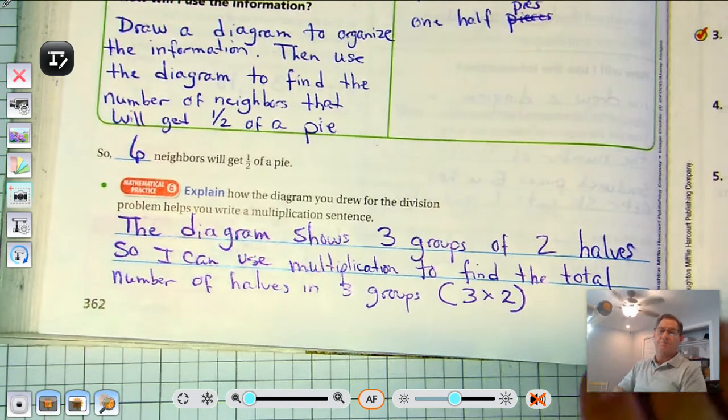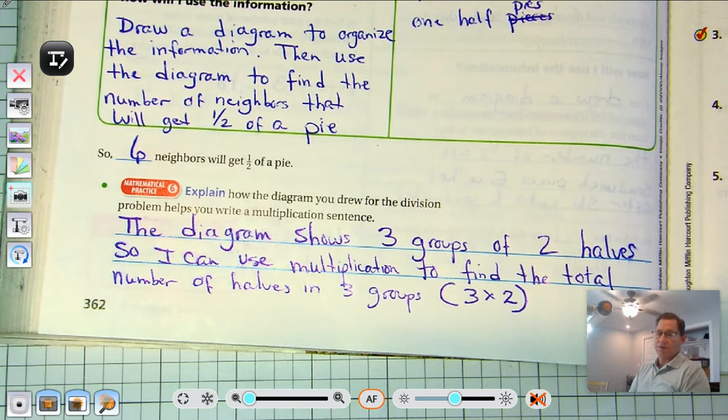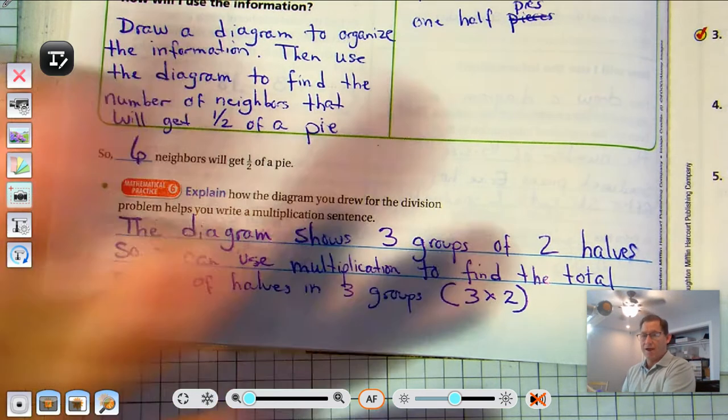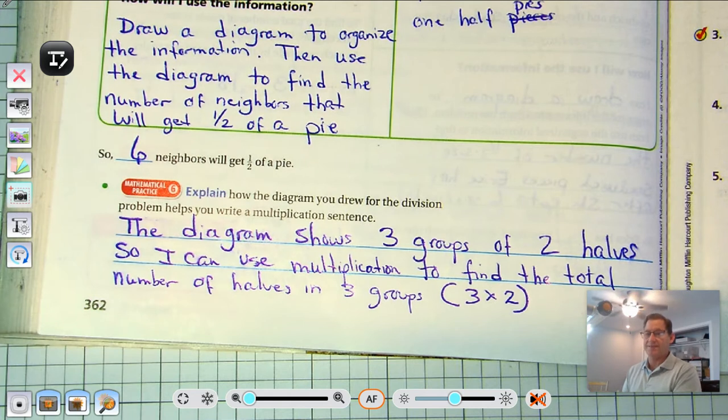So basically, the diagram shows us 3 groups of 2 halves. So we can use multiplication. There's 3 groups, 2 halves in every piece. So there's 6 halves.